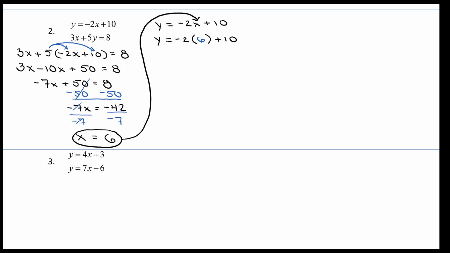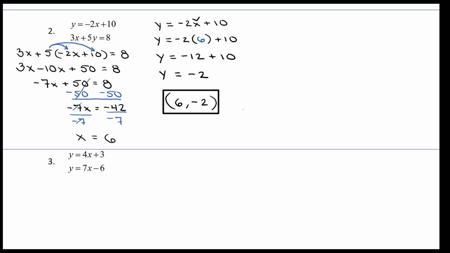So now we can simplify this and find what y is equal to. So for our next line, we're going to have y equals, if we multiply negative 2 times 6, we're going to end up with a negative 12. So that will say y equals negative 12 plus 10. Therefore, y equals negative 2. We will now rewrite our solution as an ordered pair. So this is going to be 6 comma negative 2. Let's go ahead and box that in.